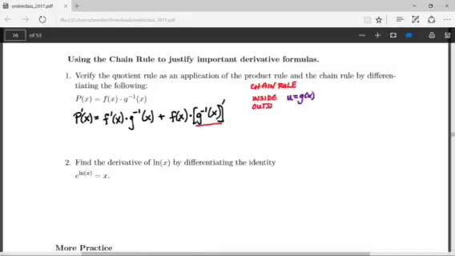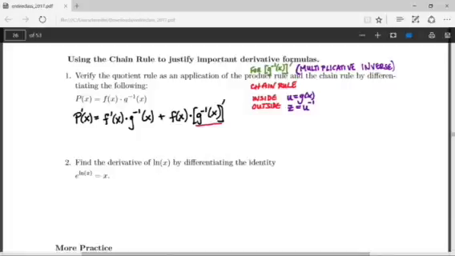The inside function is g of x. The outside function is u to the negative 1. So the reciprocal is the last thing we do. Again, I want to stress that this is a multiplicative inverse and not a function inverse. We will look at those shortly.